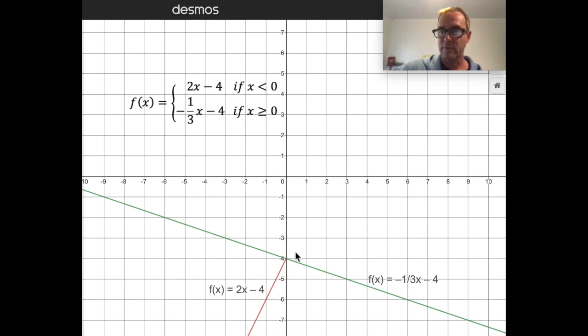For the x values that are more than 0, the red line is immaterial. It doesn't exist. It's not valid. So we turn it off. And the green line, the -1/3 x minus 4, it's only good for x values that are greater than or equal to 0. By turning off the parts that I'm not interested in, the green one now doesn't exist for x values that are less than 0. It only exists for x values that are more than 0.